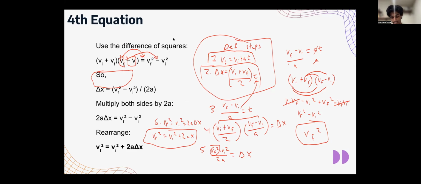So basically, whoever's confused, do you guys get the definition steps I used? V sub f is equal to V sub i plus at, and delta x is equal to the average velocity times t, which is just V sub i plus V sub f over 2 times t. Do you guys get that? I need you guys to say yes or no because I need to know where you guys are getting confused.